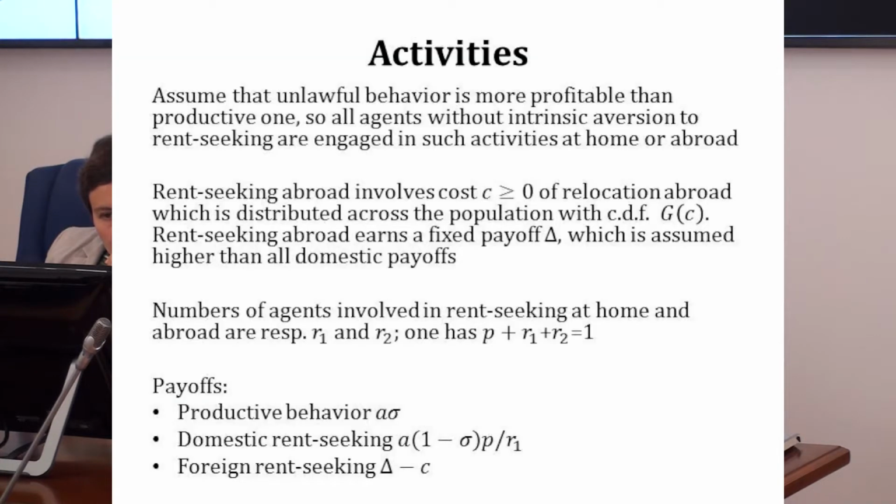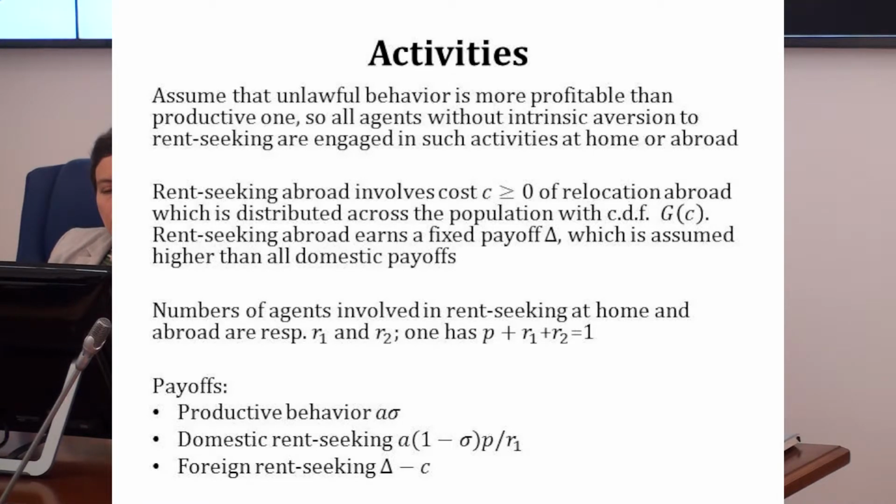Now, there are three types of activities. The first one is when people are engaged in productive activities at home. The second one is if people are engaged in rent seeking at home. And the third one, if people are trying to be engaged in rent seeking abroad, in which case they will have to travel somewhere else and get a visa. And the continuum of agency is distributed among these three activities.